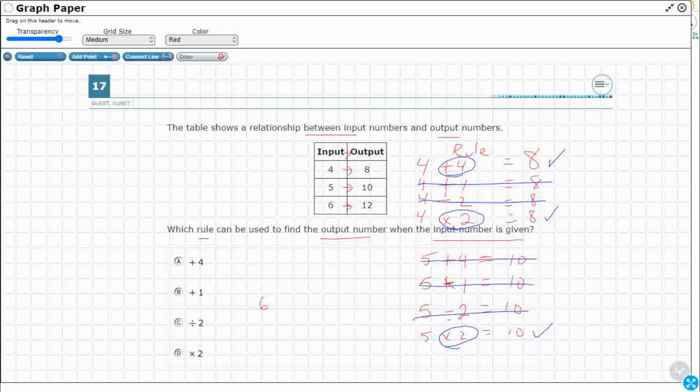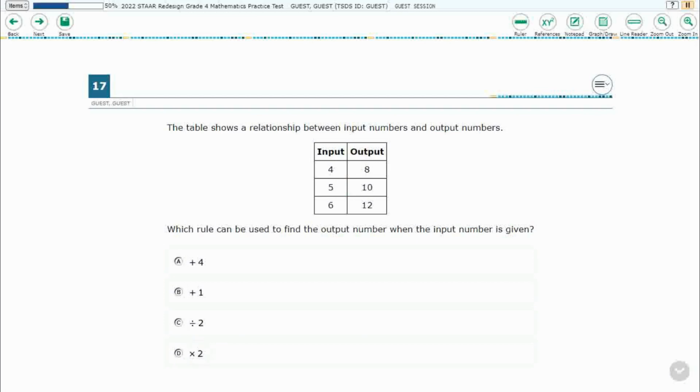So let's see if it works for 6. 6 times 2 equals 12. How's that looking for me? Yes, that does look good. And if I want to do the plus 4, 6 plus 4 doesn't make 12, it makes 10. All right, so multiply by 2 is going to be our rule. Our answer here is D.